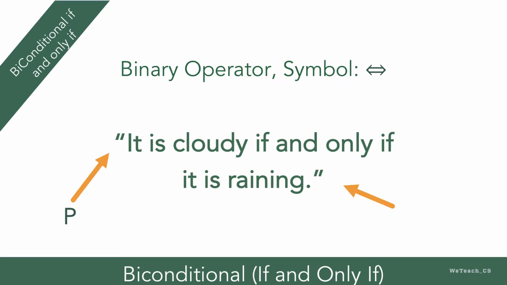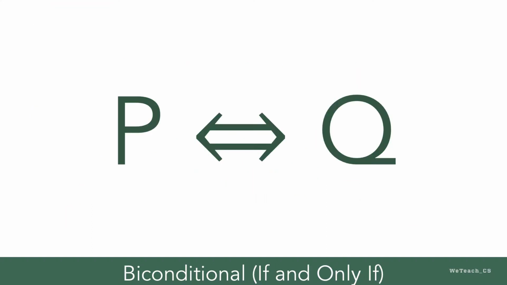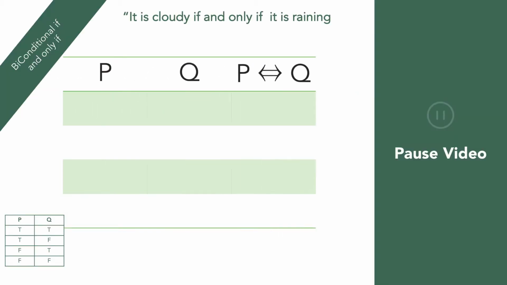Let us now look at a biconditional statement. Biconditional preposition connects statements such that P is true if and only if Q is true. The biconditional if and only if is the preposition that is true when P and Q have the same truth value and is false otherwise. Pause the video and try constructing the biconditional truth table on your own.